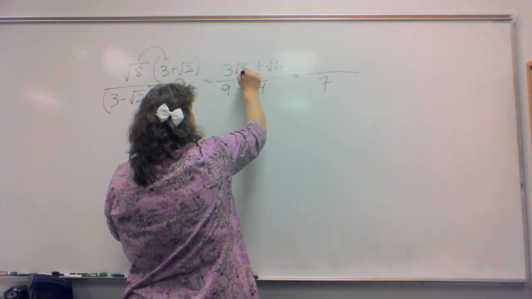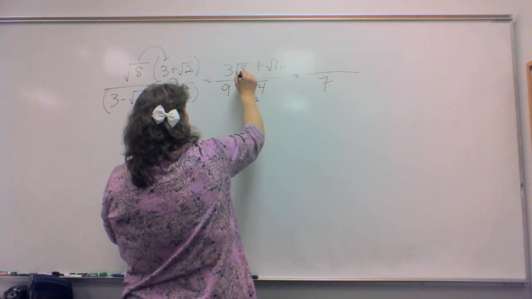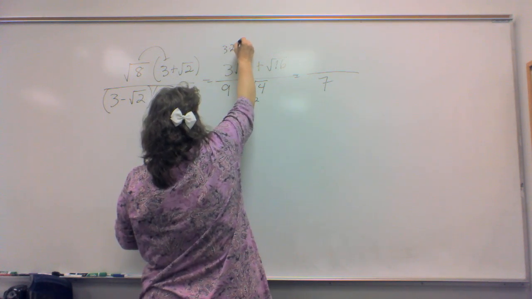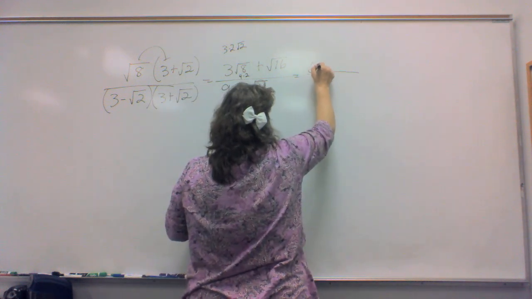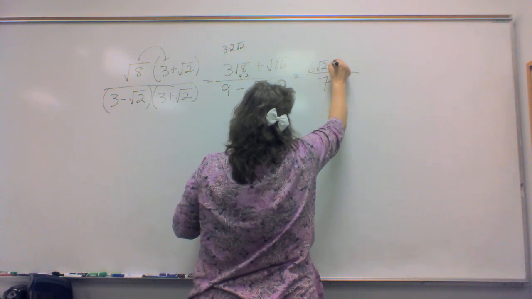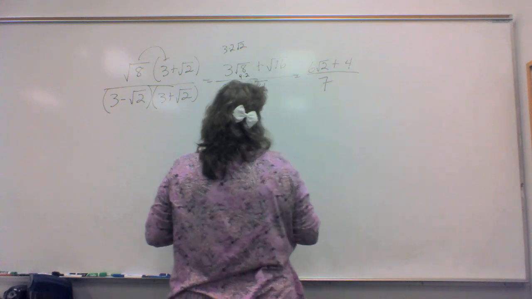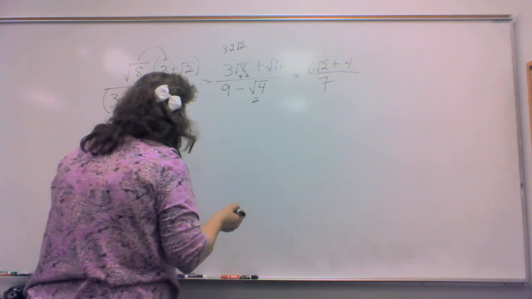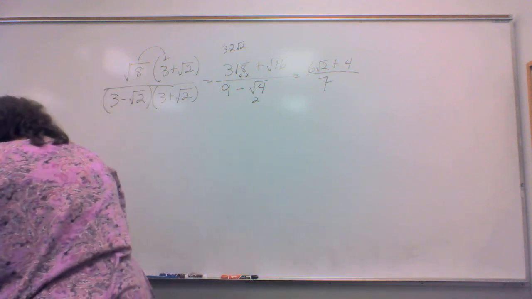8 would be 4 times 2, so that would be, pull a 2 out, giving you 3 times 2 times the square root of 2. So I have 6 square root of 2, plus the square root of 16 is 4. And it can't be simplified anymore, so that's as simple as it gets.